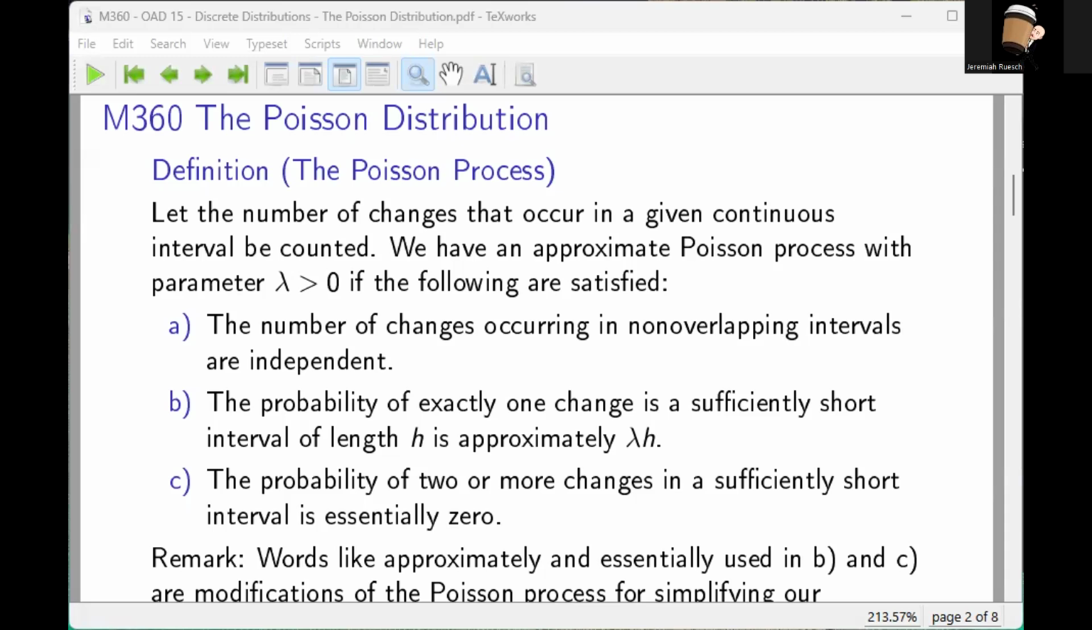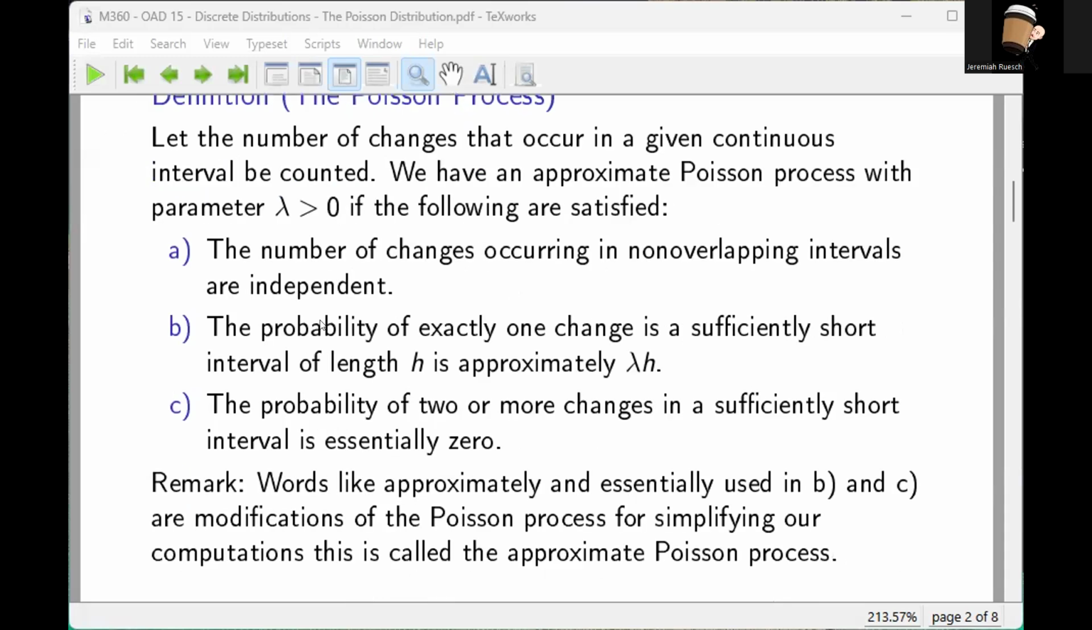The definition is here. It says let the number of changes that occur in a given continuous interval be counted. We have an approximate Poisson process with parameter lambda greater than 0 if the following are satisfied. The number of changes that occur in non-overlapping intervals are independent. The probability of exactly one change in a sufficiently short interval of length h is approximately lambda h, and the probability of two or more changes in a sufficiently short interval is essentially zero.